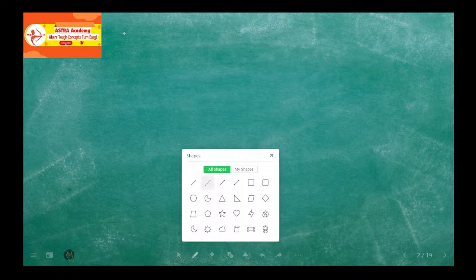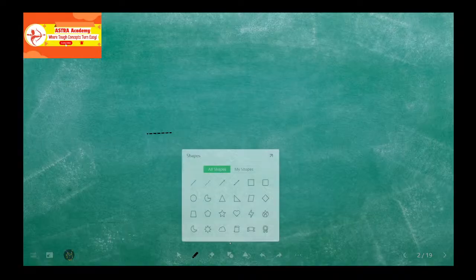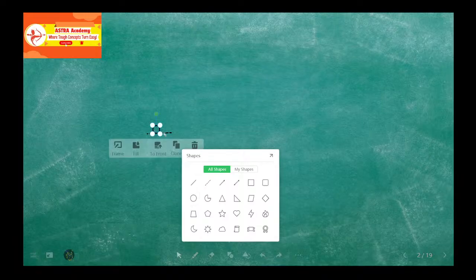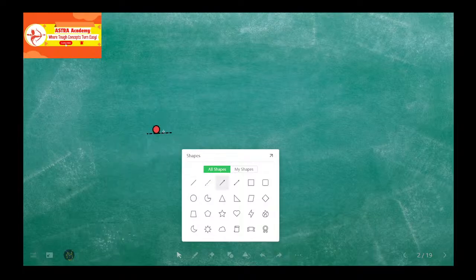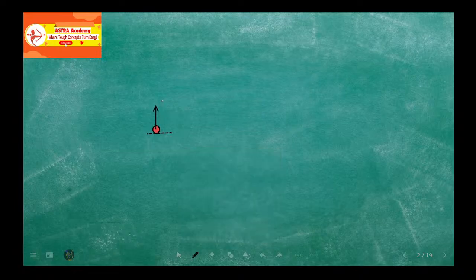Now listen carefully. Suppose this is our ground. Let us do a few more questions. Suppose this is our ground and I'm taking a ball. And suppose the initial velocity of the ball is 50 meter per second. Okay, 50 meter per second is the velocity of the ball.